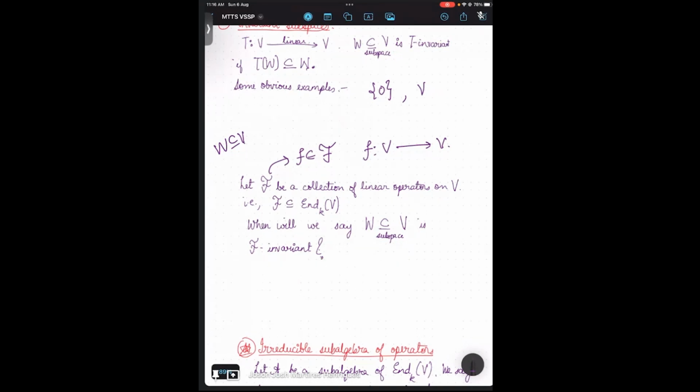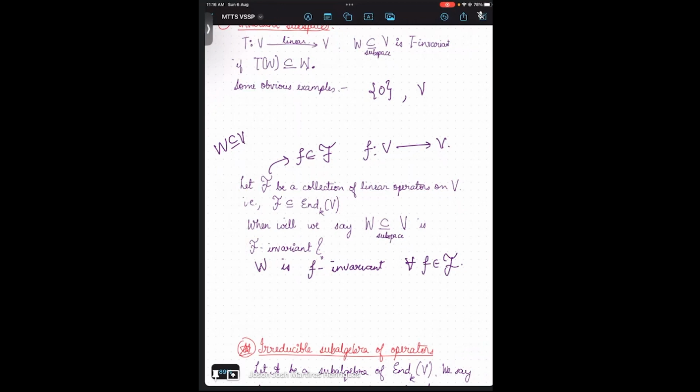That's correct. So that's the definition that we go with. We say that a subspace W in V is script F invariant if W is little f invariant for each f in script F.